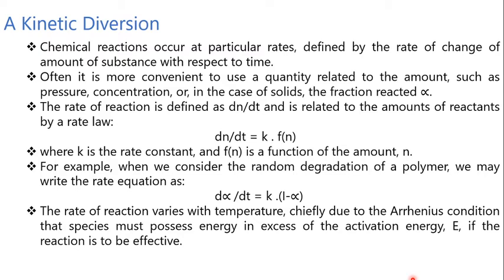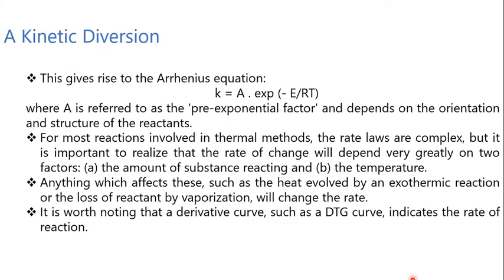For example, when we consider the random degradation of a polymer, we may write the equation as d alpha by dt equals k into 1 minus alpha. The rate of reaction varies with temperature chiefly due to the Arrhenius condition that species must possess energy in excess of the activation energy, E, if the reaction is to be effective.